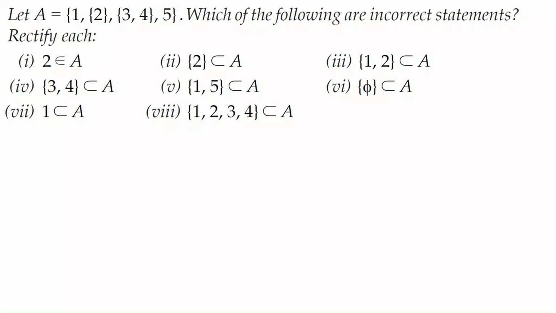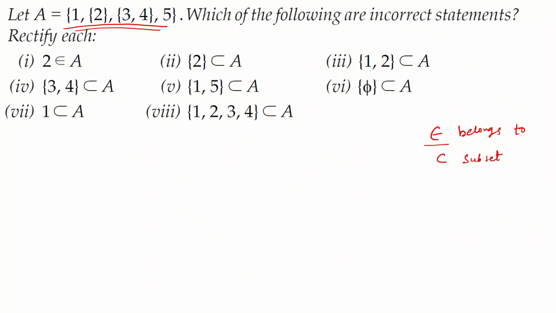Now let A be given by this set. Which of the following are incorrect statements? And we also have to rectify each of these statements. Okay, so these kinds of questions can be really confusing at first, but just bear with me, we will try to understand each concept. So there will be 2 symbols you will be seeing over here. First one is the symbol of belongs to, and second one will be the symbol of subset.